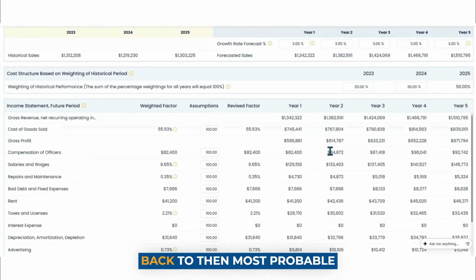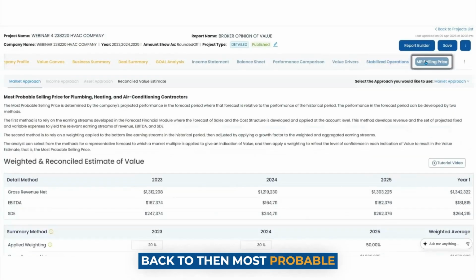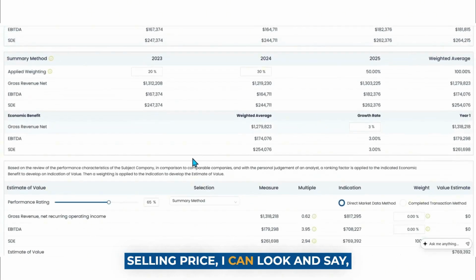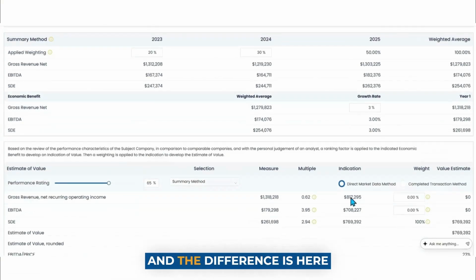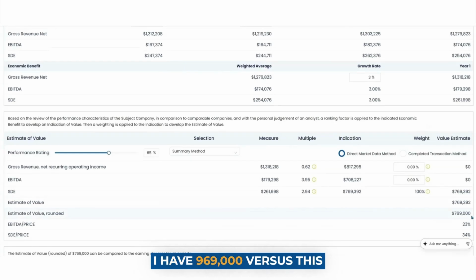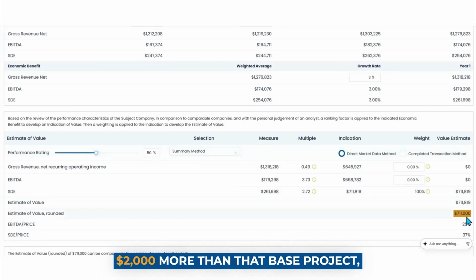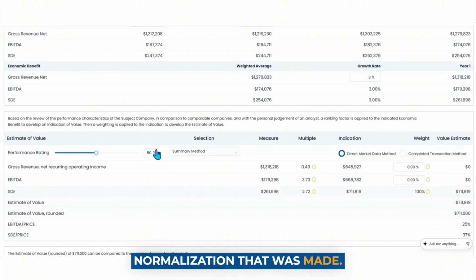And when I come back to the most probable selling price, I can look and say, I think this deal should sell at a premium. And the difference is here I have $969,000 versus this 50th percentile, I had $911,000. That's $2,000 more than that base project, in part because of the additional normalization that was made.